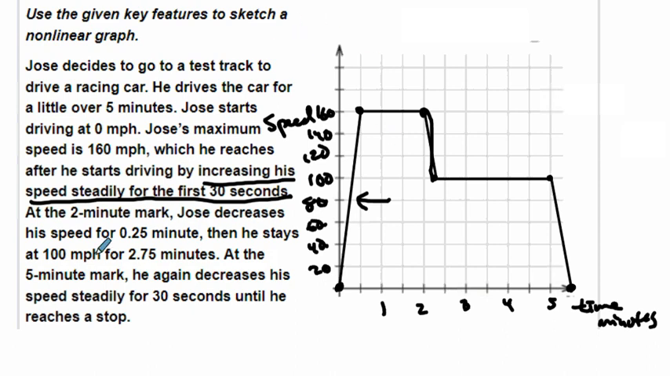Then he gets to 100 miles an hour, and at the 5 minute mark, he decreases his speed steadily, so this one has to be a straight line. So you're looking for those words when you're looking at word problems. Now we've got a graphic representation of his ride: speed up really fast, stay at a high speed until 2 minutes, come down pretty quickly, in 15 seconds you drop 60 miles an hour, but you're still going fast for almost 3 minutes, and then you start to slow down. That's all this in a graphic representation.